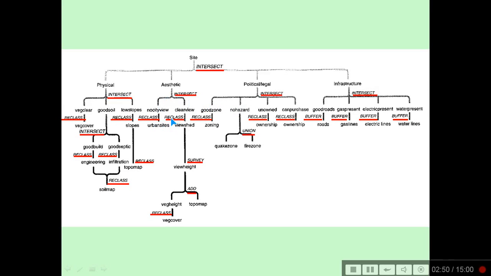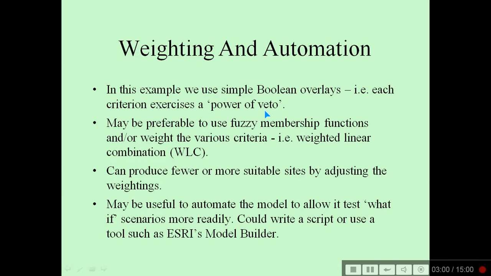And this is how the intersect and reclassing are considered and done: union, survey, add, reclass. Finally, weighing and automation. In this example, we use simple Boolean overlays, that is, each criterion exercises a power of veto. It may be preferable to use a fuzzy membership function or weight the various criteria, that is, a weighted linear combination, WLC. And this can produce fewer or more reliable suitable sites by adjusting the weightings.